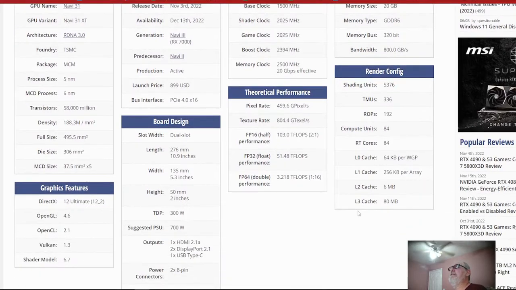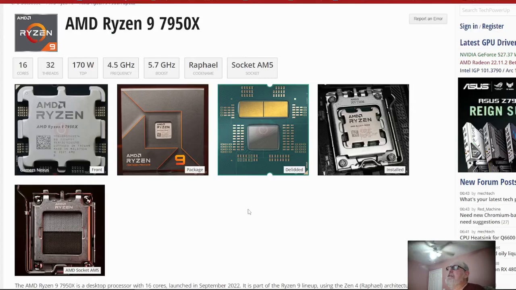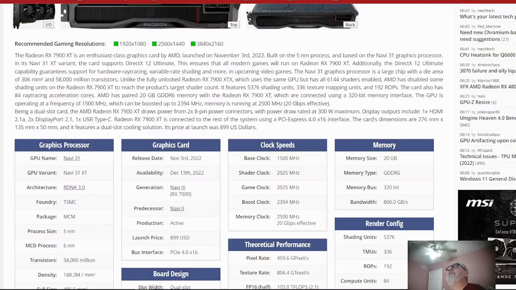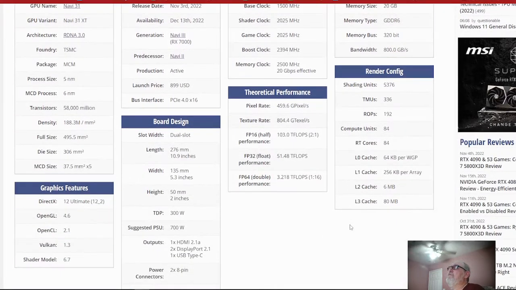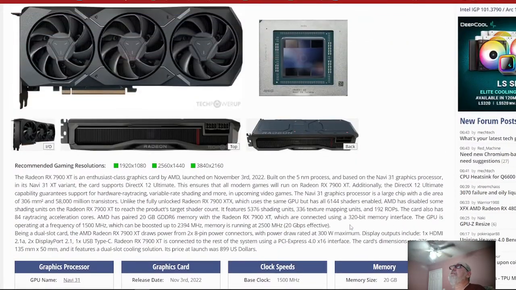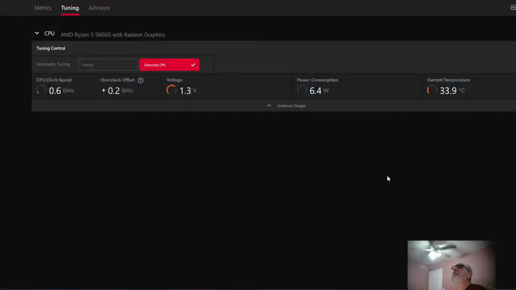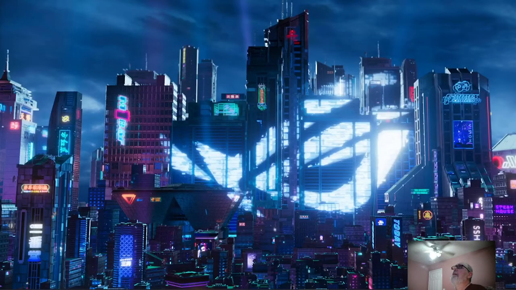Because I'm not going to pair it with the 7950 because I don't have it yet. But what I do have, I can pair it with the Ryzen 5 5600G. So that would be interesting, to pair the 7900 XT up with that. It really would. But just to let you know, we're going to pop out of that.